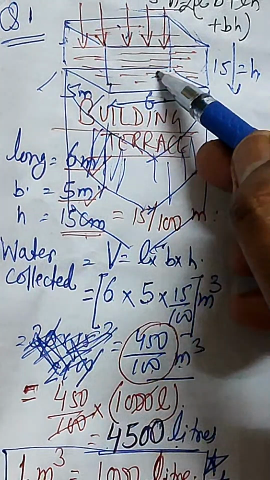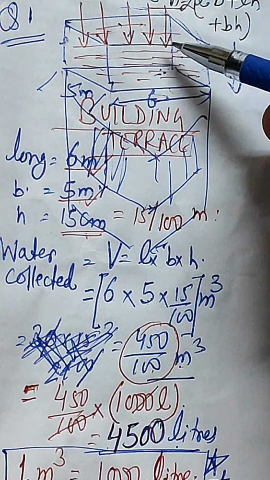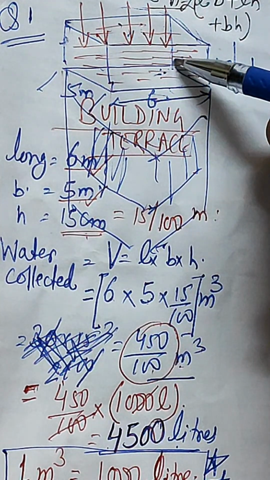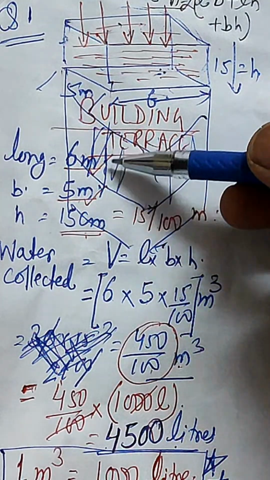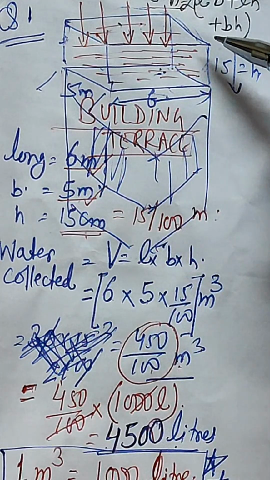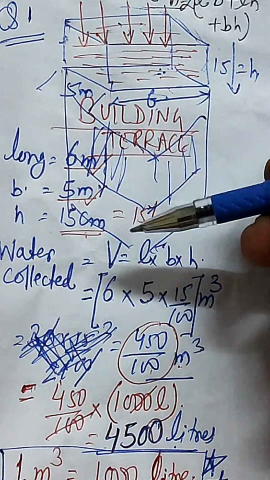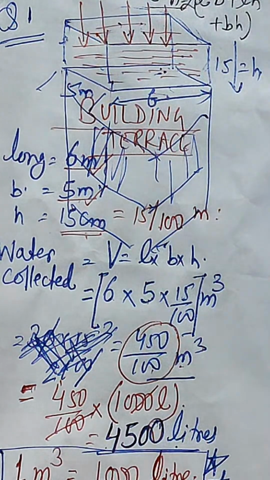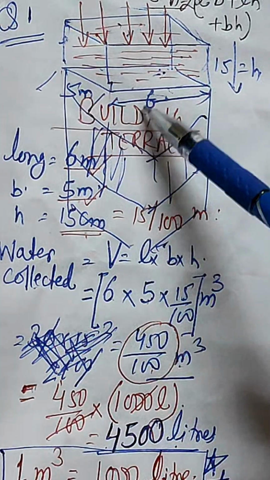On the top there is a terrace, and due to rainwater, on a particular day the rainfall recorded in a terrace 6 meter long, 5 meter broad, and 15 centimeter height. That means these three dimensions are given to you, which is applicable for a cuboid, that is L and B and H, right? We need to find the water collected into the terrace, right? So what we did, we simply calculated the volume of this terrace, that is L into B into H, right?